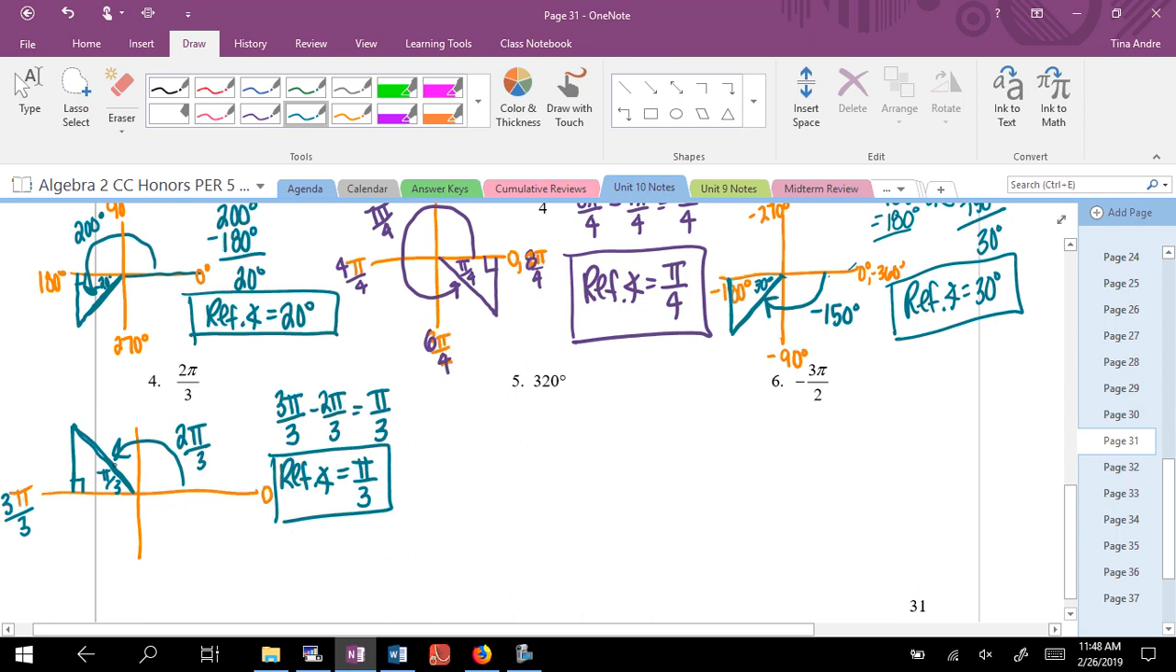If we look at the next one, 320, so back to degrees. I always think that the degrees are easier to visualize. So 320 degrees is going to end up being past 270, just shy of 360. So it's going to end up being over here. So this is 320 degrees. To figure out my reference angle, to figure out this angle right here, take the whole 360 and subtract off what you don't want. So 360 minus the 320. It's going to leave me with a reference angle of 40 degrees. Again, always touching the x-axis, that reference angle.